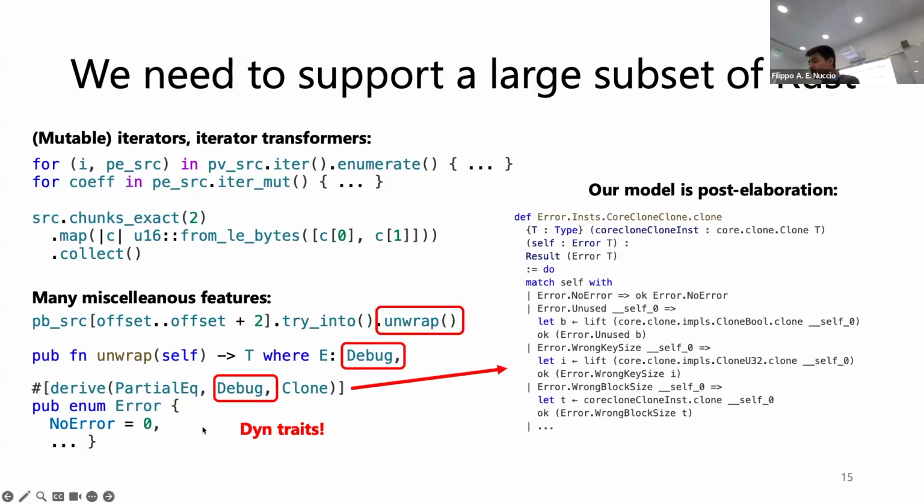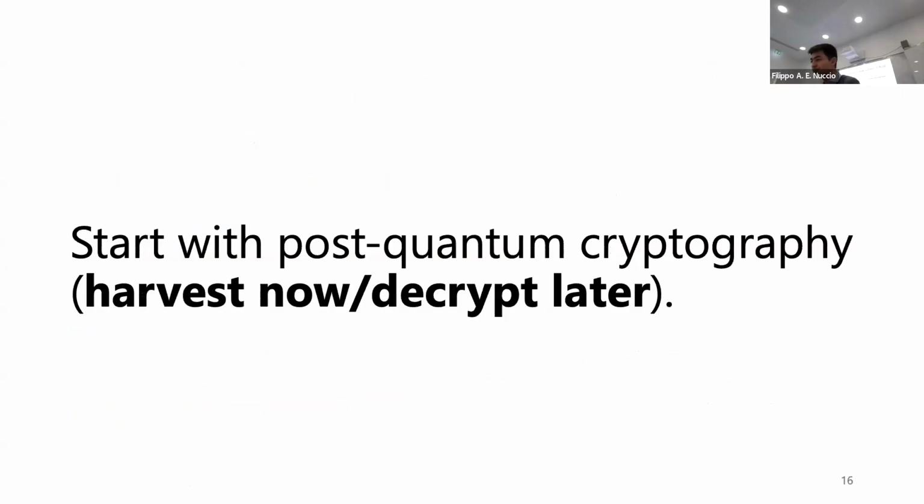An interesting consequence of the choice of having the separation between the code and the proofs, so generating the model and then stating and proving theorems about the model, is that we see the code post-elaboration. So in particular, there is no difference in the model we generate between handwritten functions and automatically generated functions. It can be very useful to reason about them, especially when you need to reason about clone instances or partial eq instances. These sort of things happen a lot. And having the model at hand that you can look at is quite convenient. So there is no separation between the two.